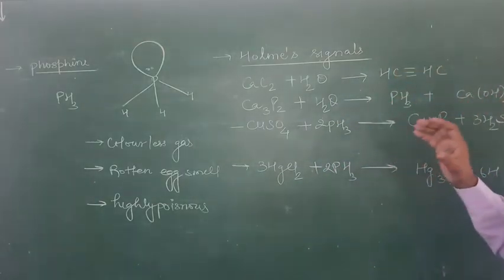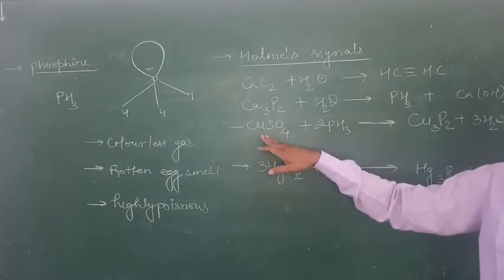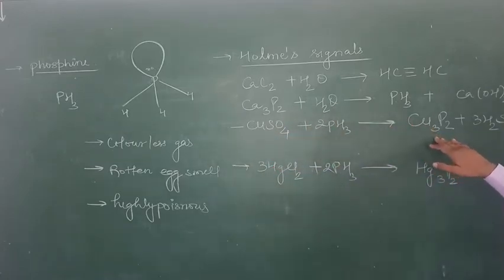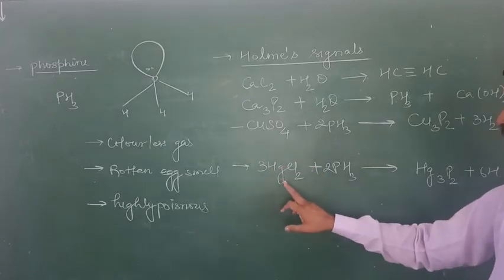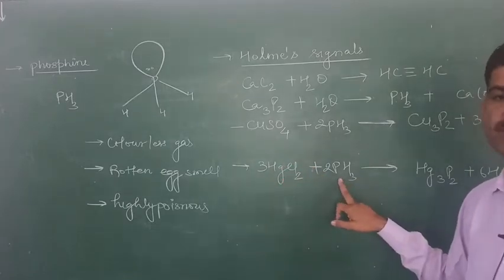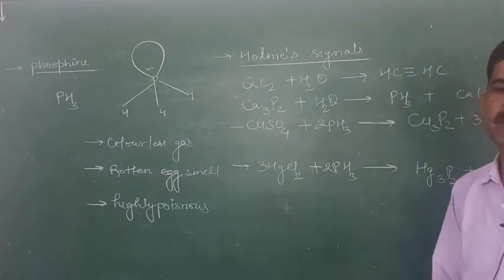Chemically, when you absorb phosphine gas in copper sulfate solution, it forms copper phosphide, and sulfuric acid is also formed. And if it reacts with mercuric chloride, the phosphine gas is absorbed and forms mercurous phosphide, and hydrochloric acid is formed. These are the two chemical properties.